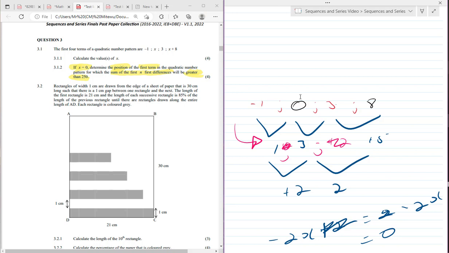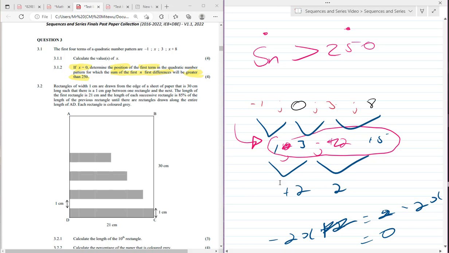So what I'm then supposed to do is find an Sn, right? We're trying to find Sn for which the sum of the first differences, so these are the first differences, right? We're trying to find the sum of the first differences which would be greater than 250. So Sn has to be greater than 250. That's what we're trying to solve. We're trying to find the first number where Sn is greater than 250. We're trying to solve for n when Sn is greater than 250. So let's try and actually do that.